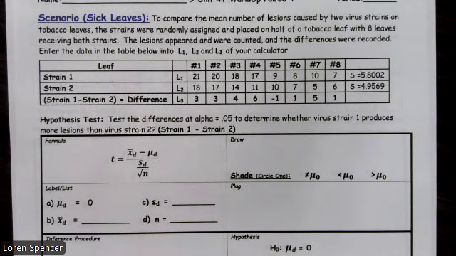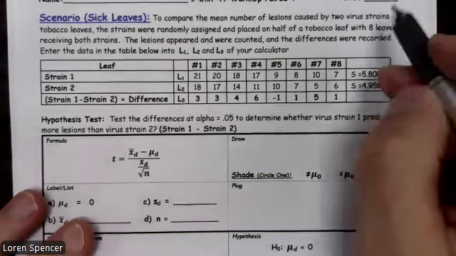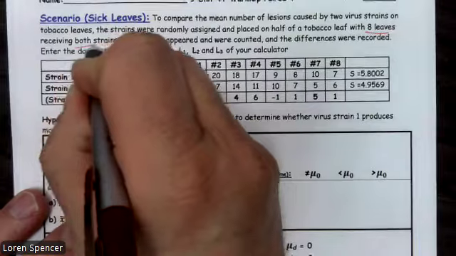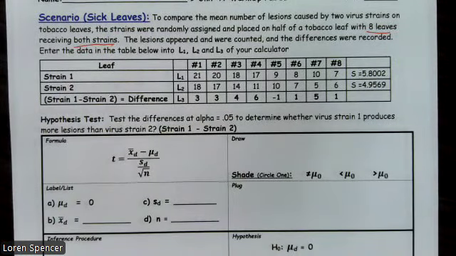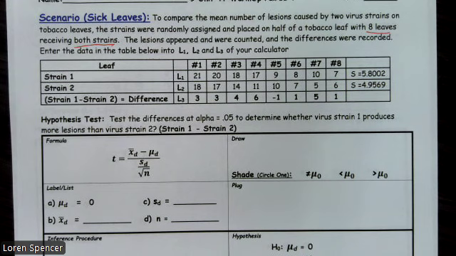So, sick leaves. To compare the mean number of lesions caused by two virus strains on tobacco leaves, the strains were randomly assigned and placed on half of a tobacco leaf with 8 leaves receiving both strains. Here's the thing. When you're working with paired data, like we did at the beginning of the year, something is typically tested twice. And here we're testing the leaf twice. It's getting both strain one and strain two, all 8 of them. All 8 leaves will get each of the strains.